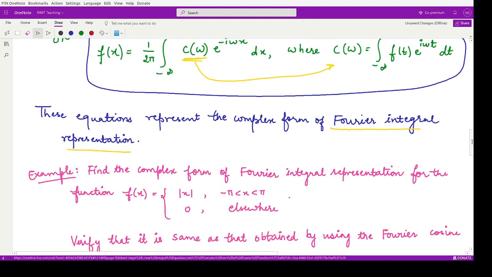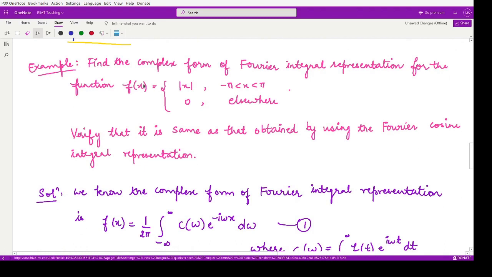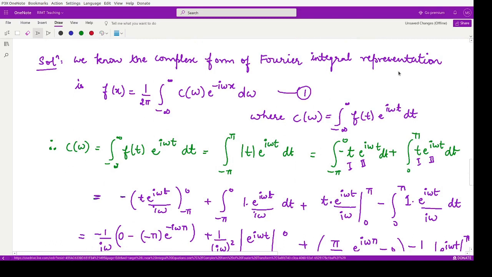So next we shall see some examples. So if our function is given to be in this form, from minus pi to pi, function is given to be modulus of x, and at every other point it is given to be 0, then we have to calculate the complex form of Fourier integral representation, and moreover we will verify it using the Fourier cosine integral representation. So in the first part, we will first calculate the complex form of Fourier integral representation.